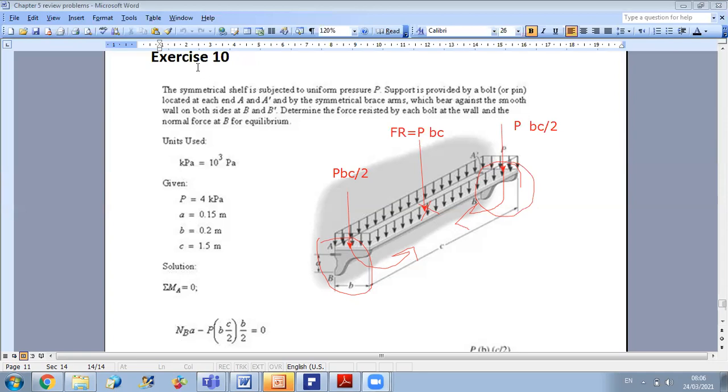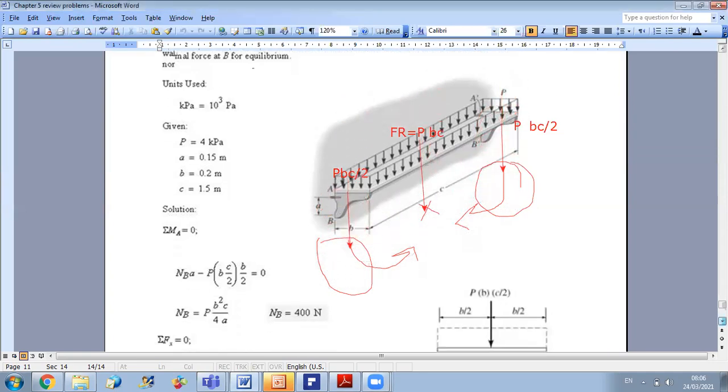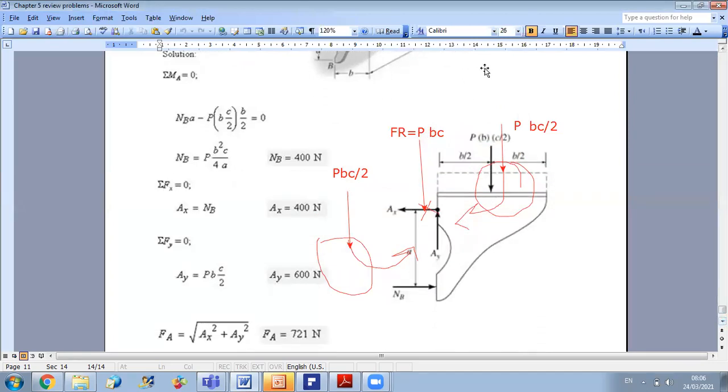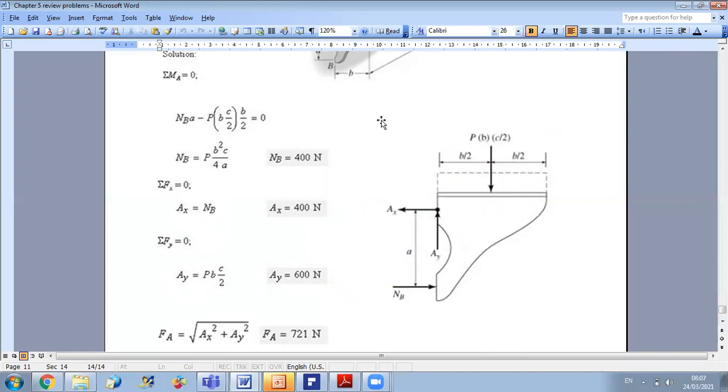So now, if we just consider one end of the two, and we draw the free body diagram, they said that at A we have a pin, and at B it's like a roller. So at A we have AX, AY, and at B we have only the normal reaction perpendicular to contact. And the force applied will be at the center of the end, equal in magnitude to PB times C over 2. And we know that this distance is B, so it's applied just at the middle.